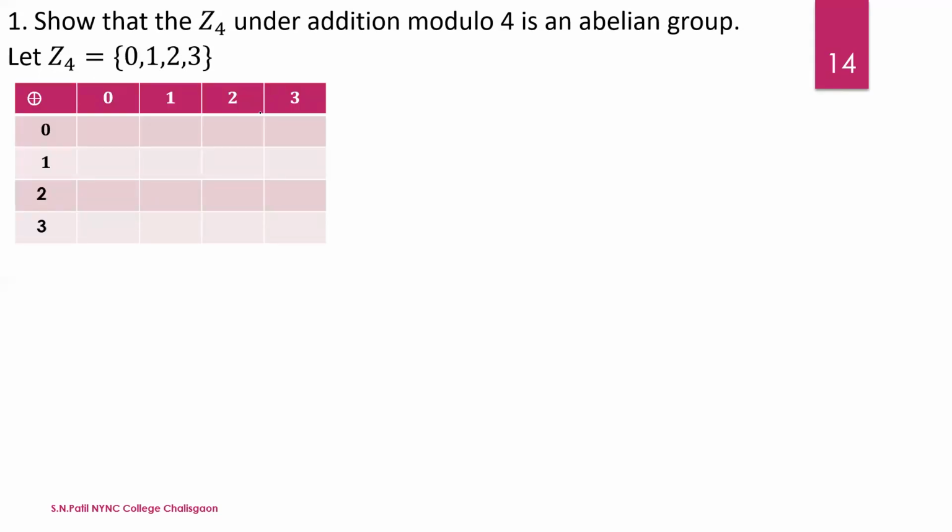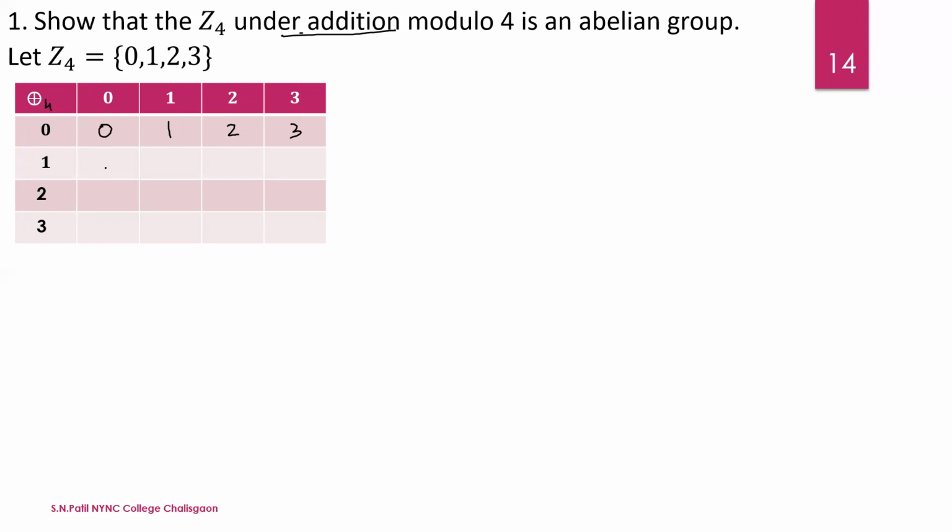Now here, plus is the operation. What is the operation? Under the addition, that is the addition modulo 4. Modulo 4 is the given binary operation. Okay, so first we prepare the composition table. So here 0 plus 0, that is 0, 0 plus 1, 0 plus 2, 0 plus 3.